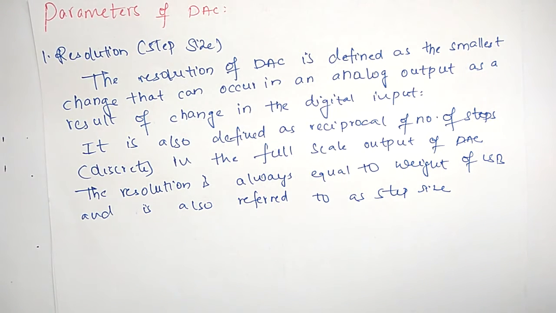And this is the definition of the resolution. The resolution of a DAC is defined as the possible smallest change that can occur in analog output as a result of change in digital input. Suppose you are changing the digital input from one value to another value, what could be the smallest change that happens in the output? That is called the resolution. It is also defined as the reciprocal of the number of discrete steps in the full scale output of DAC. So, total number of steps.